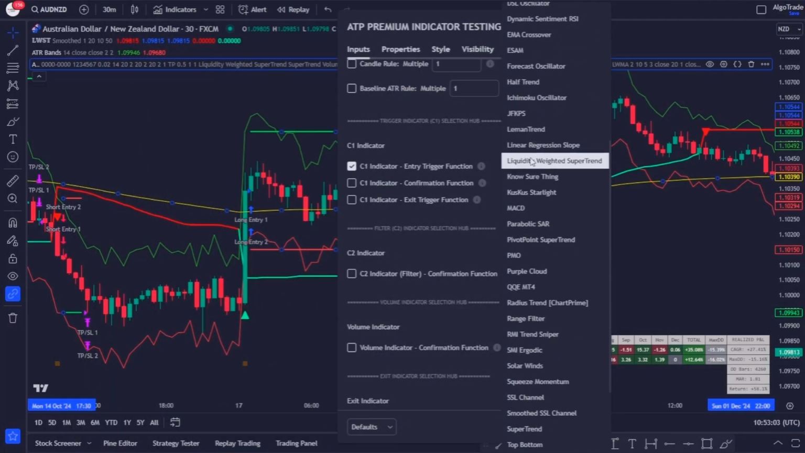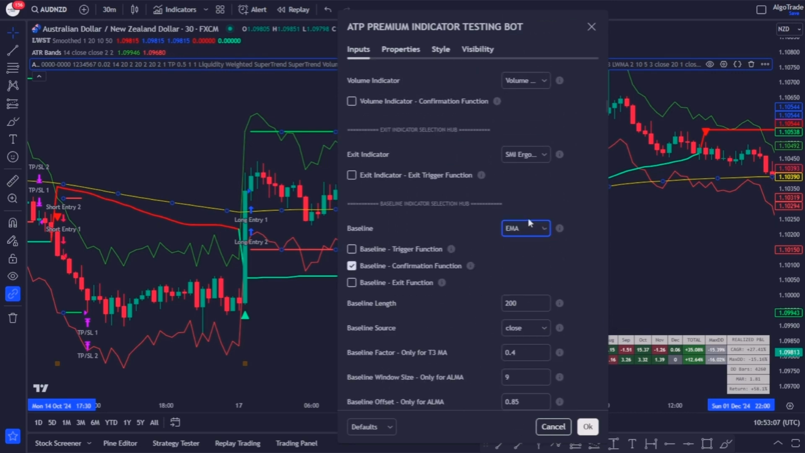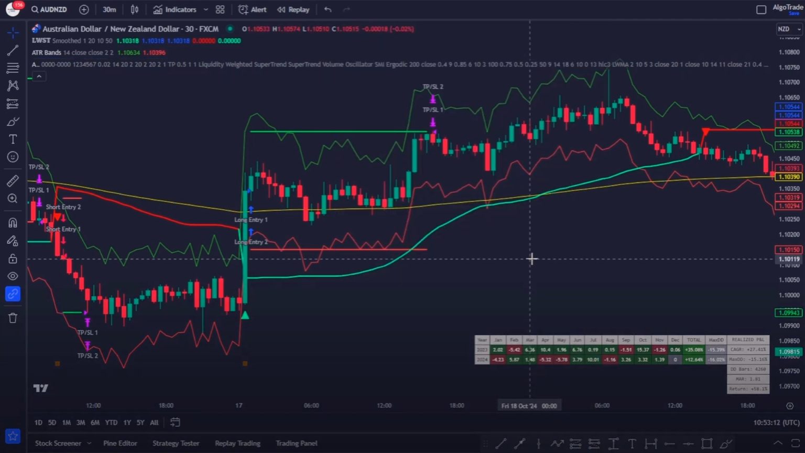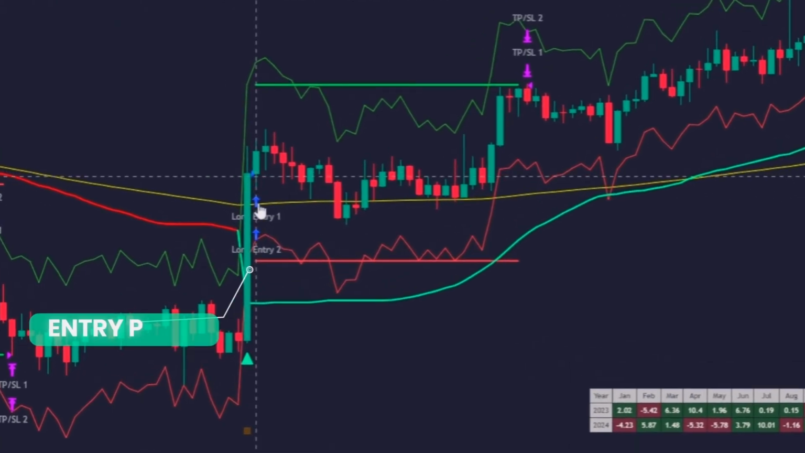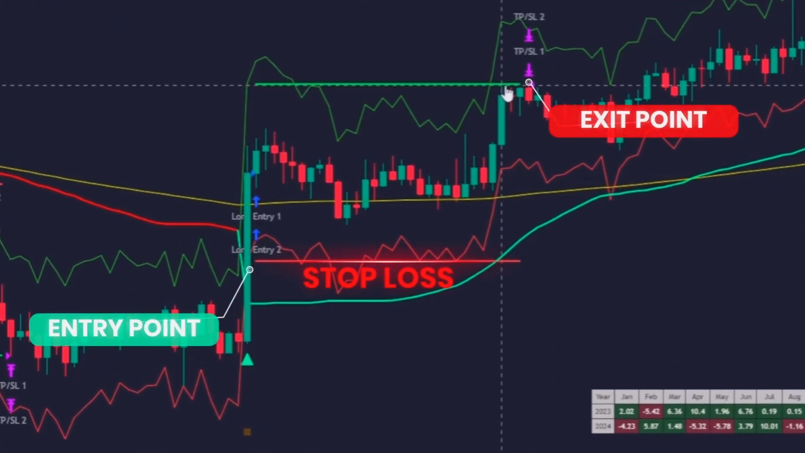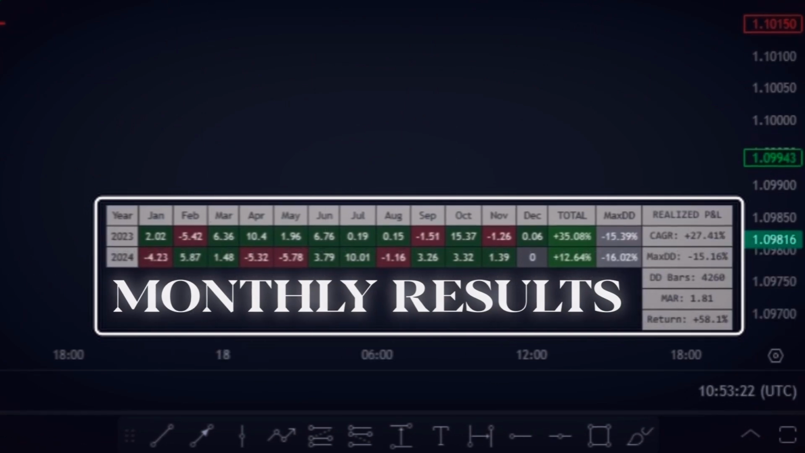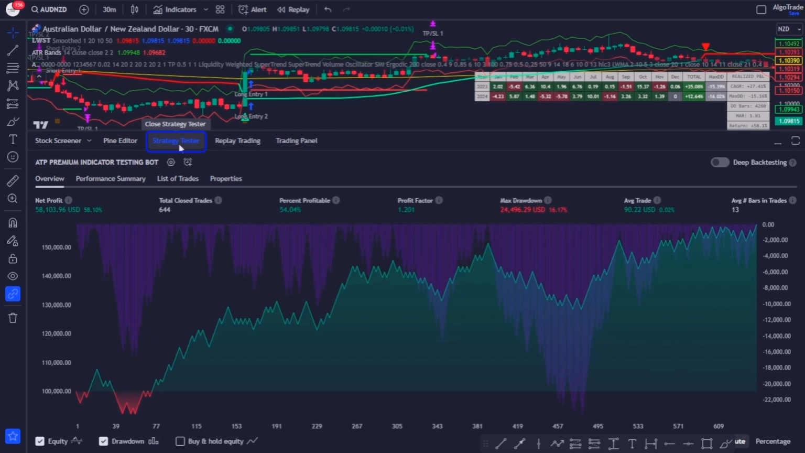Once we have set all the conditions, including the liquidity-weighted SuperTrend, the 200-period EMA for baseline, and our risk management rules, the trading bot will execute every valid trade on the charts with a respective entry point, stop loss, and exit point. Also, you will see the monthly results displayed along with overall statistics for each asset in the Strategy Tester tab.